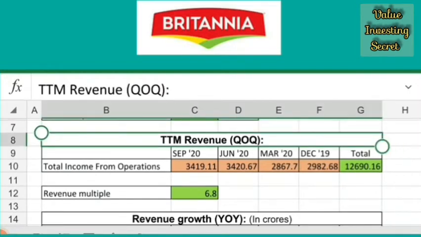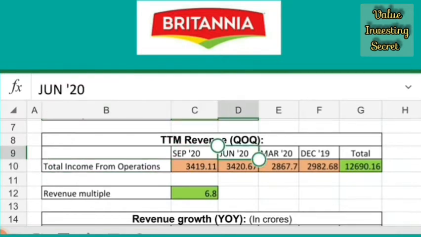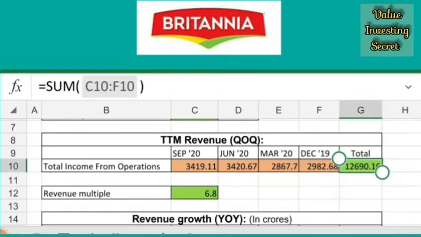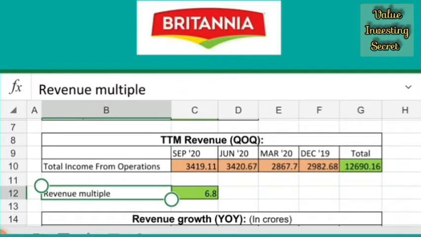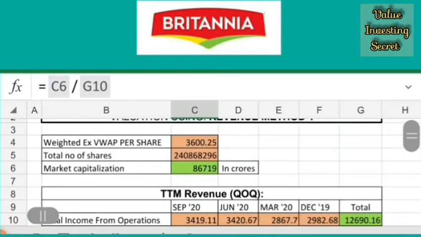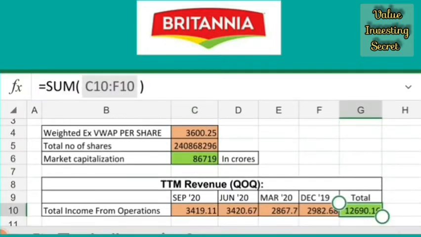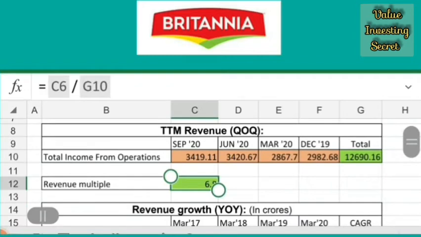Then I calculated TTM revenue, that is quarter on quarter. This data I got from the Money Control website. Here we have to take the total income from operations of the last 4 quarters. Then we will get the total income from operations, that is the TTM revenue. Then I calculated the revenue multiple. The formula to get the revenue multiple is the total market cap divided by TTM revenue. TTM revenue means trailing 12 months revenue. So you will get the revenue multiple with this formula.